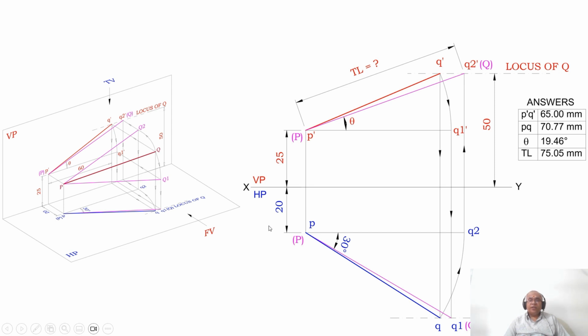So this is how you will be able to analyze the problem in 3 dimensions, and also solve it by using the manual sketch. Thank you.